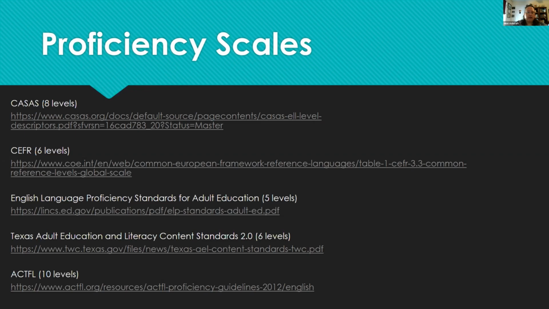And so again, I encourage you to look at a couple of them, read through them, and get more familiar with them, so that you better understand what is meant when we say that a student is at a beginner or intermediate or advanced proficiency level. So with that said, we're going to go now into the discussion of differentiation. Does anyone have any questions before we move on to that about proficiency scales?